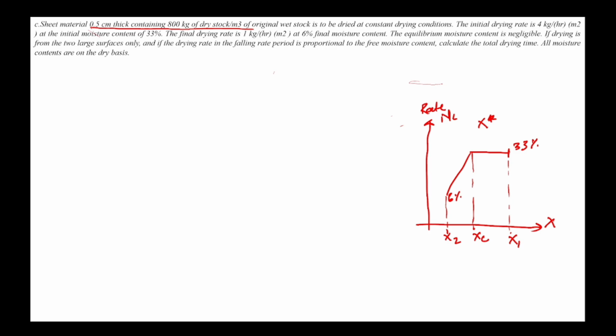The drying rate in the constant rate period, the initial drying rate, is this 4, and the final drying rate is 1. At a 6% final moisture content, 1 kg per hour meter square is the drying rate. The equilibrium moisture content is negligible. Okay, very good, this is 0. If the drying is from the two large surfaces only, and if the drying rate in the falling rate period is proportional to the free moisture content, calculate the total drying time.